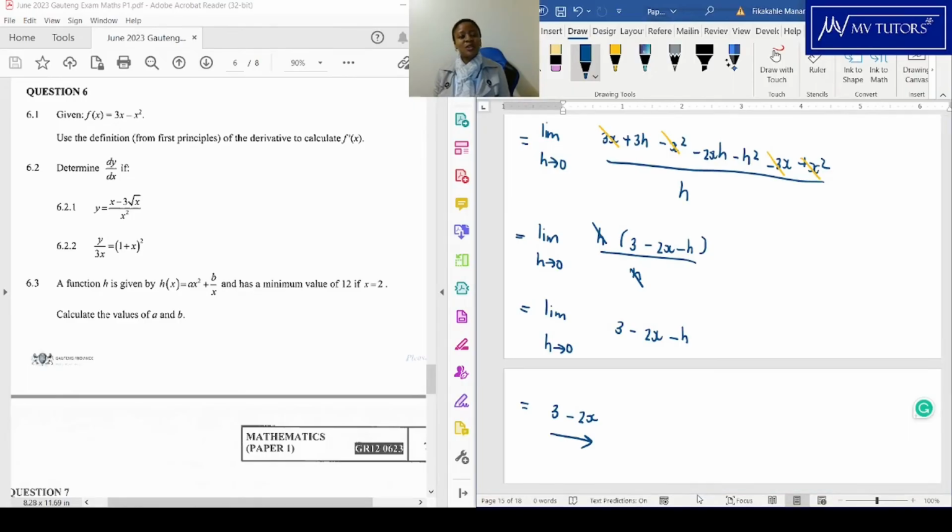Is there a way of checking this answer? Yes, because you can use your product rule. No, not the product rule, sorry. The power rule, where if you have 3x minus x squared, you simply take the power, bring it down, and subtract 1. So in this case, you would have 3 minus 2x. So we are right. We're on the right track. And that is 4 marks.